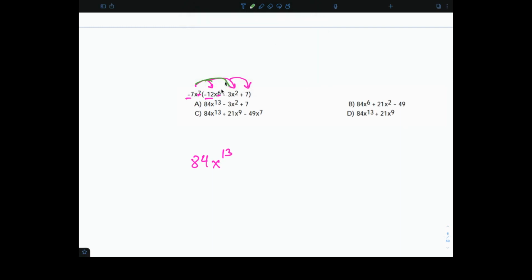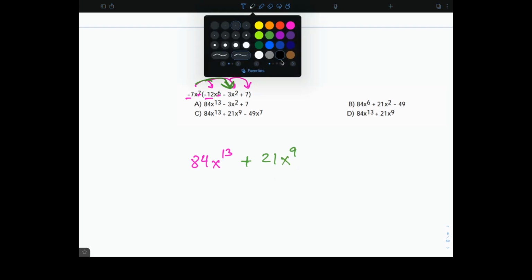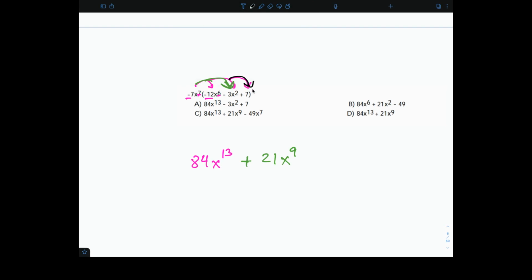Negative 7x to the 7th times negative 3x squared is going to give me positive, since negative times negative is again positive. 7 times 3 is 21. x to the 7th times x squared is x to the 9th. And we finish this up with the last one, which is negative 7x to the 7th times 7, which is negative 49x to the 7th.